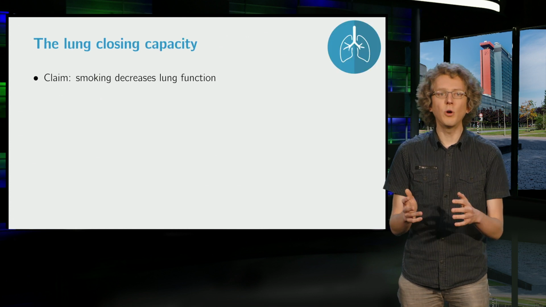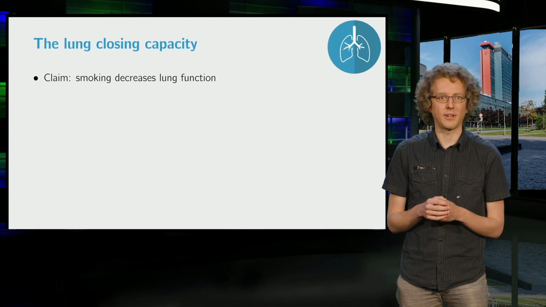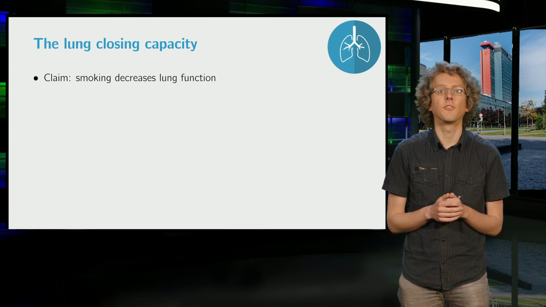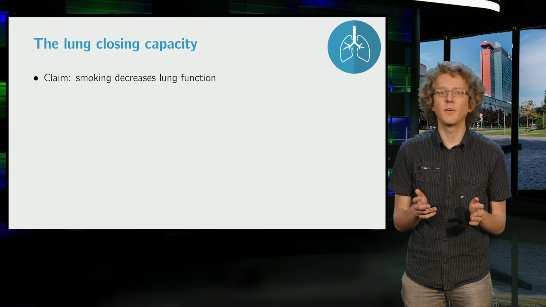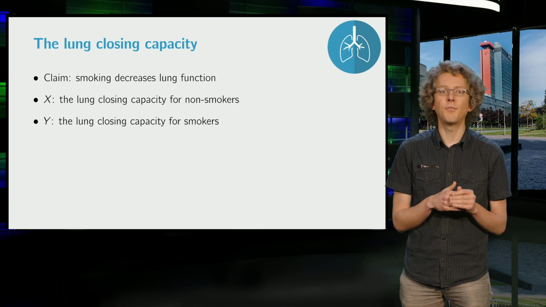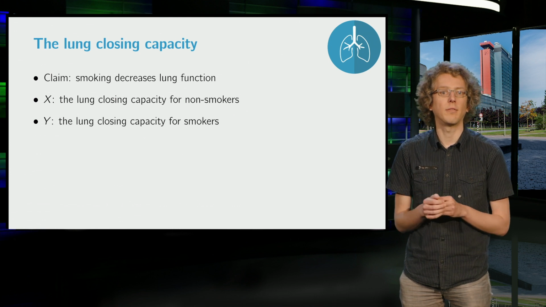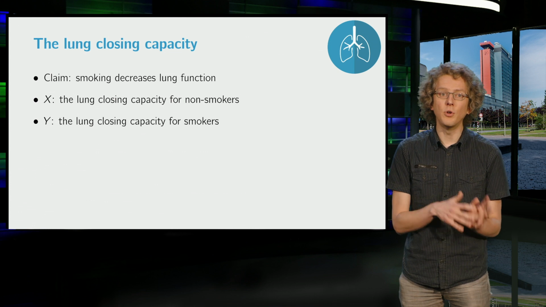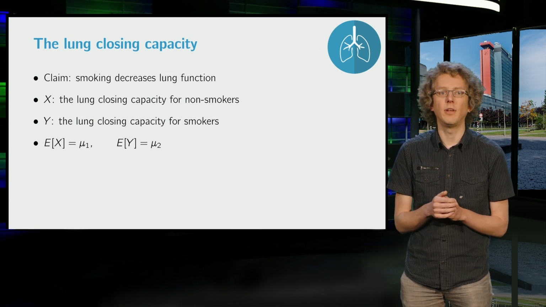We know that smoking has quite a lot of adverse effects. One of them is reported to be the decrease in lung function. Let's test this. We denote by X and Y the lung closing capacity for non-smokers and smokers respectively. Let's call the expected values of X and Y μ1 and μ2 respectively.